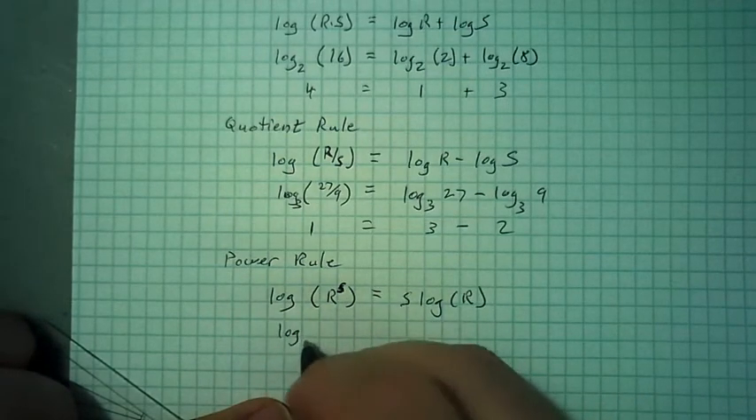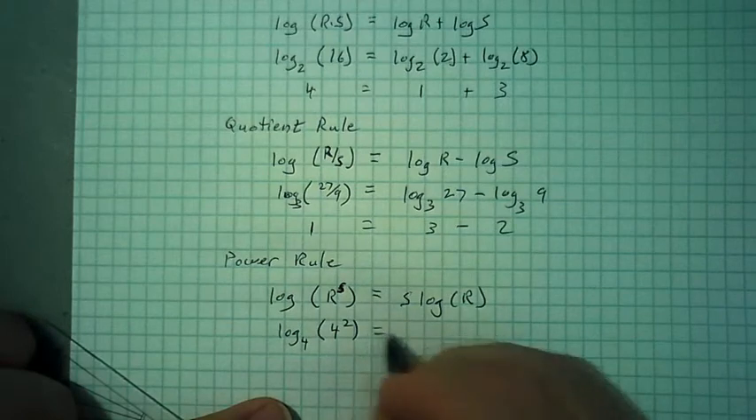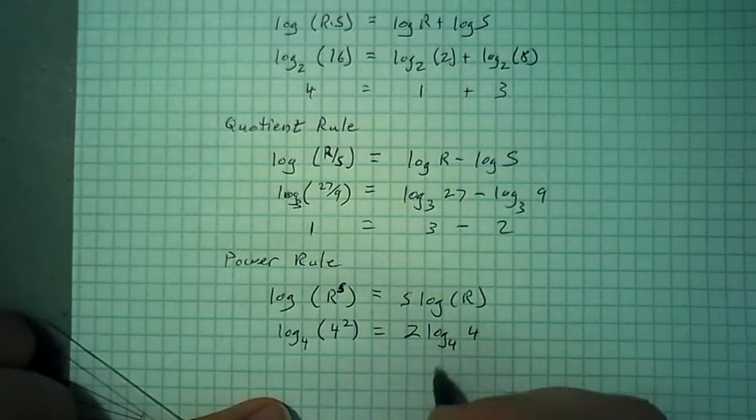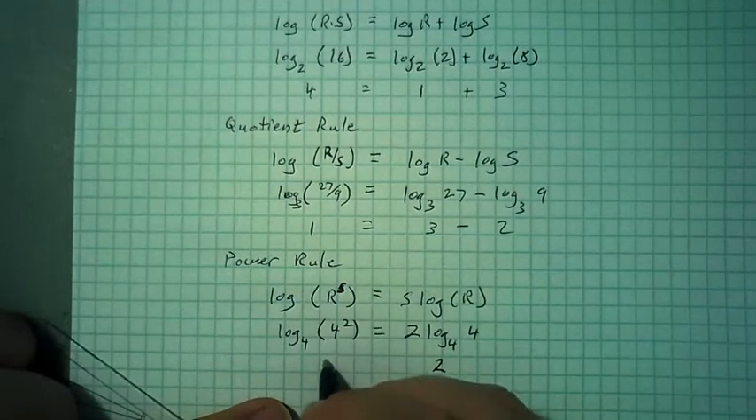For example, log base 4 of 4 squared is equal to 2 times the log base 4 of 4. Log base 4 of 4 is 1, 2 times 1 is 2, and 4 squared is 16. Log base 4 of 16 would also be 2.